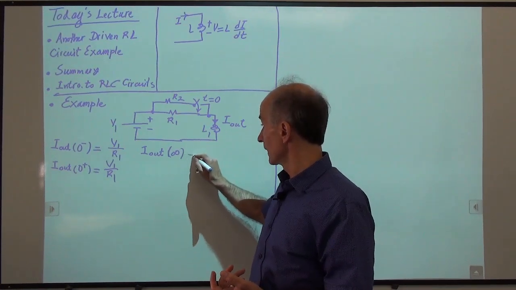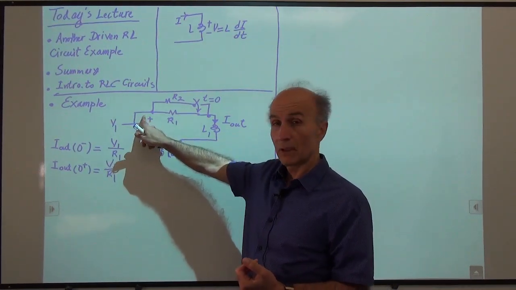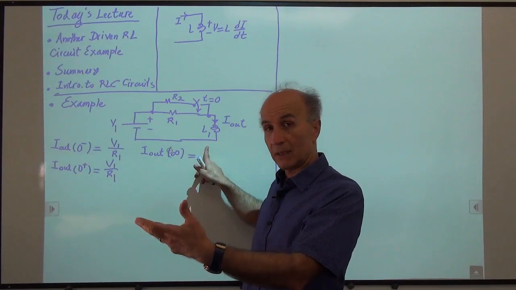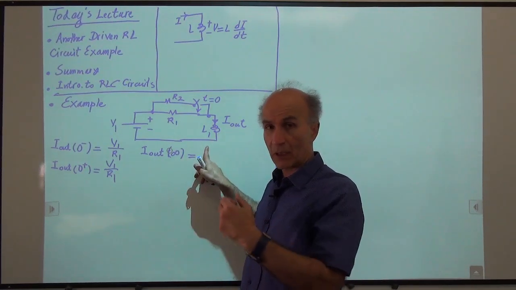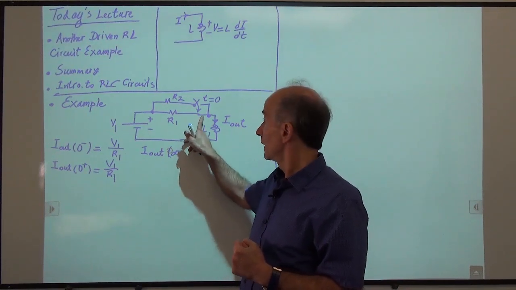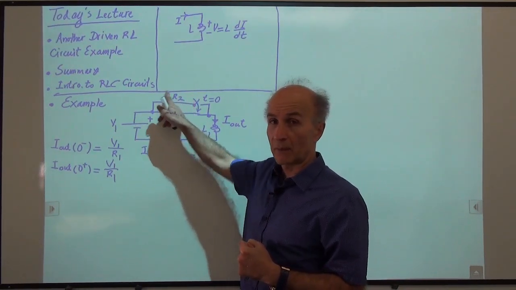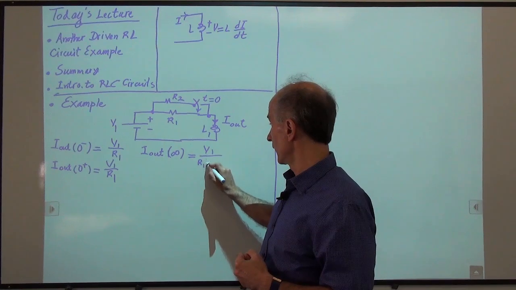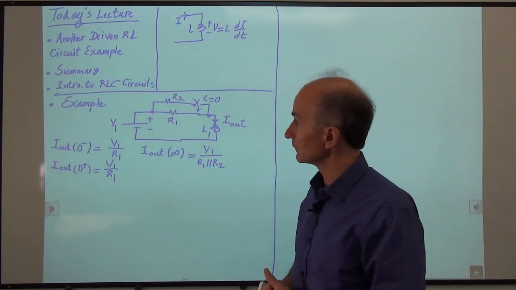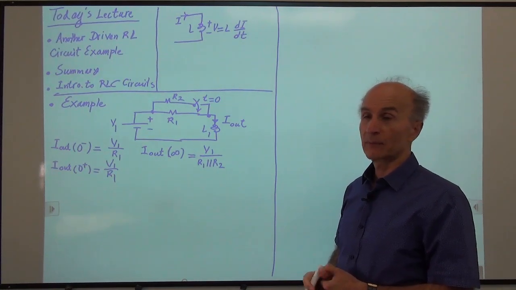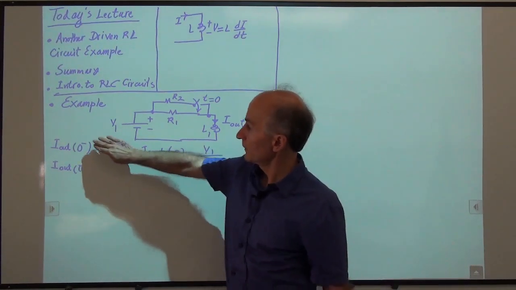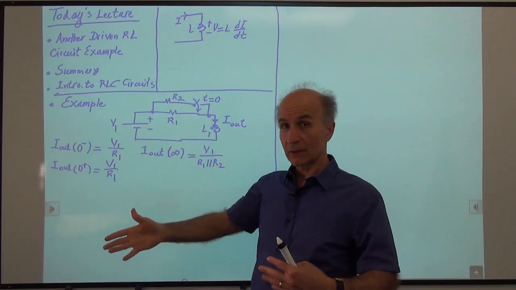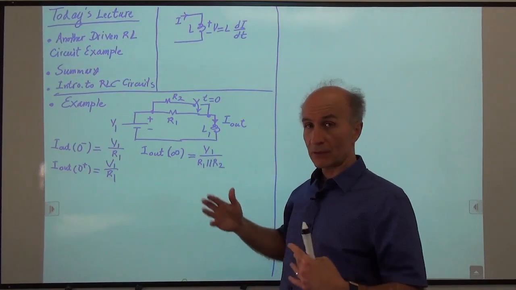I can say that this current is equal to this voltage, V1, minus this voltage, 0, because this inductor acts as a short circuit at time infinity because its current has become constant, divided by this resistance, right? This voltage minus this voltage divided by this resistance. So the current at time infinity is V1 over R1 in parallel with R2. All right? So this reasoning exactly follows this reasoning, right? Same thing, except that the value of the resistor has changed. Both of them have settled, no transients exist, but the values of the resistors are different.